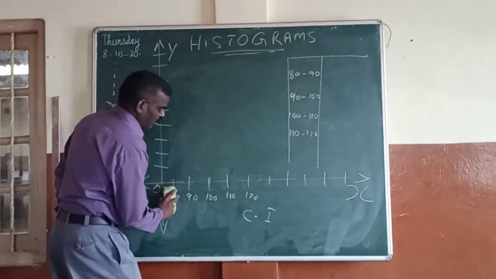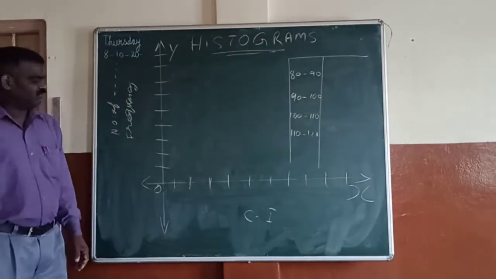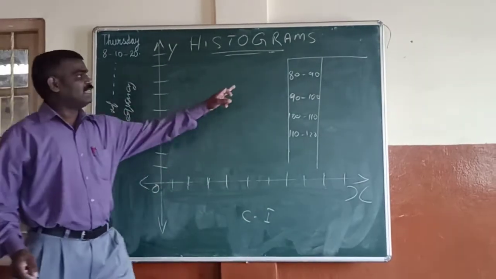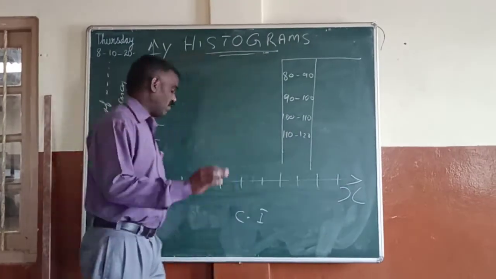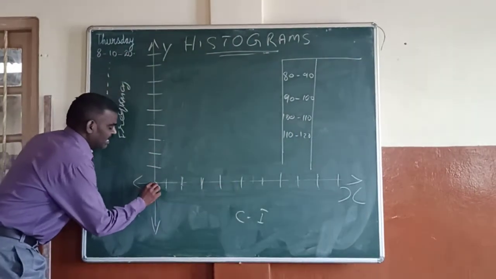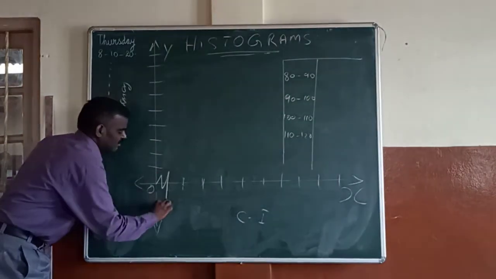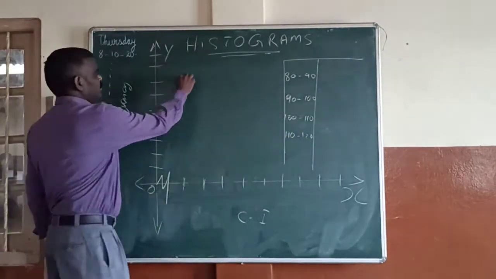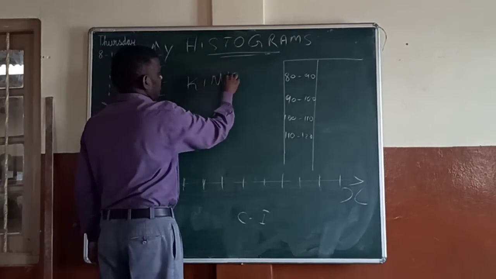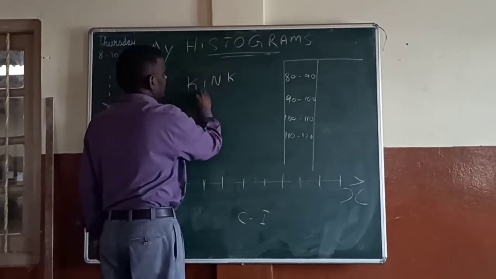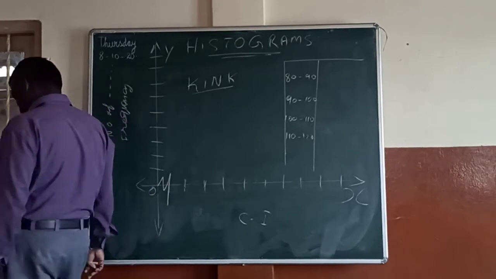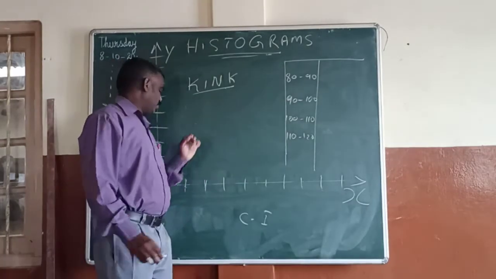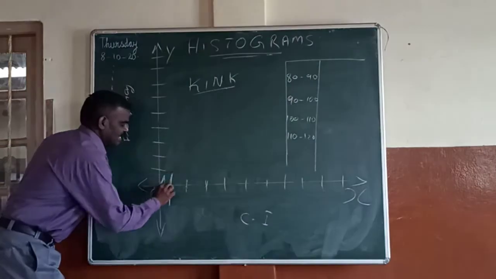But how to make it equal? Because it is very difficult. 80 to 90, if you have 10, space is not enough. So therefore, what you can do is make a kink here. What do we call it? We can make a break. The break is called a kink.